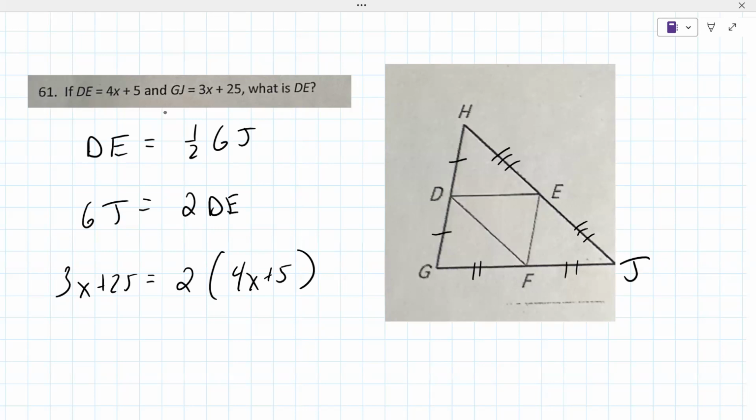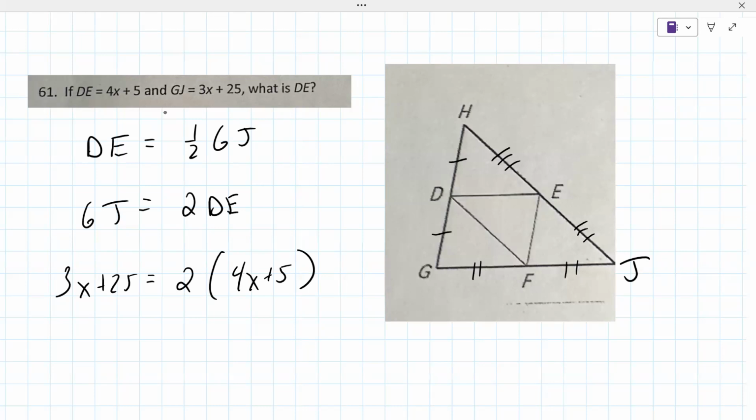5x. X equals 3. Okay. Any questions on that? No. You said x equals 3. Yeah, and then you substitute for 3.